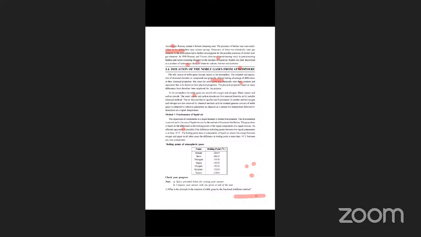In these residues of liquid air, radon was discovered later, a product of radioactive decay of the elements radium, thorium, and actinium. These are the discovery of which group? Zero group elements. Discovery of zero group elements. So you know that.